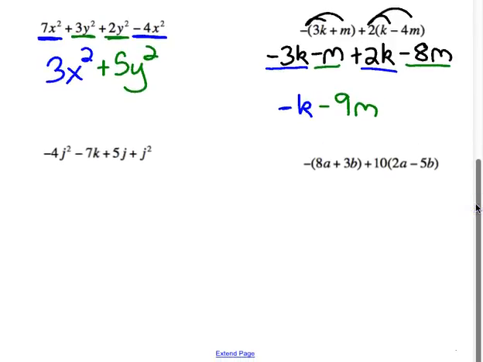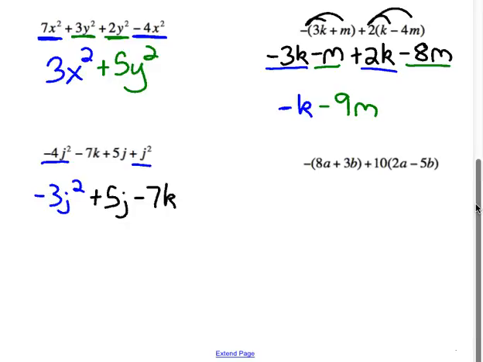Looking at the last two examples. So here I see a negative 4j squared and a positive j squared. So those are going to be like terms. They're going to combine to be negative 3j squared. And now if you notice, nothing else in there are like terms. You have 5j, but it can't combine with the j squared because they're different powers. Then you have the minus 7k, which can't combine because it's a different variable. So in that one, the only things that combine are the j squareds.